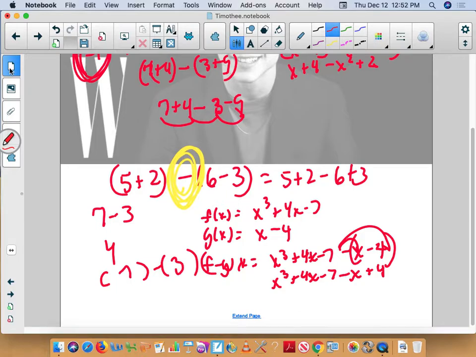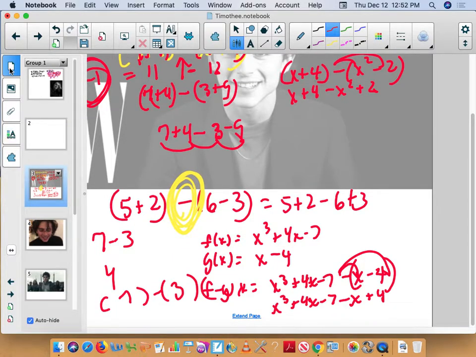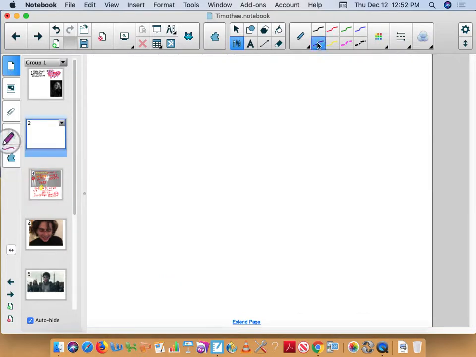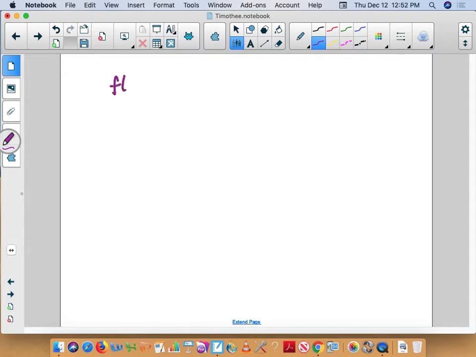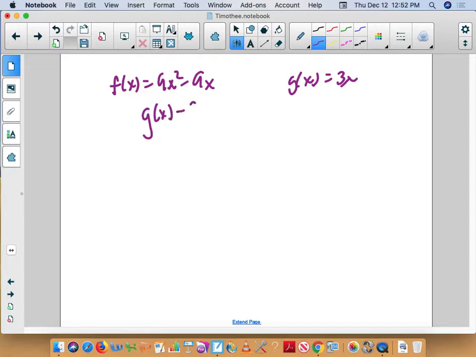All right, let's go back to B. Are we on number 1B? All right, so we have f of x is 9x squared minus 9x. And g of x is negative 3x. If I do g of x minus f of x, here's g, here's f. Some of you probably missed it, okay?